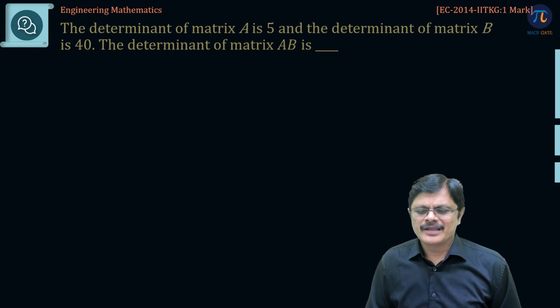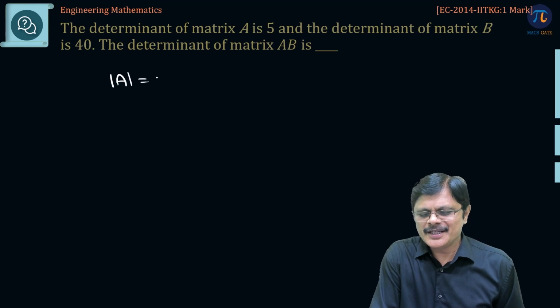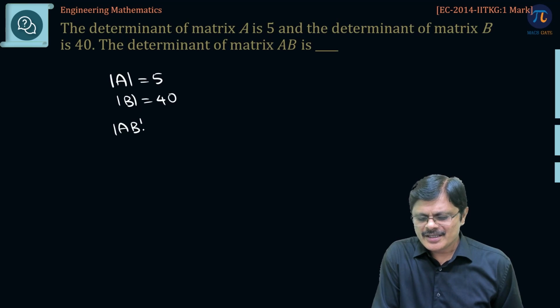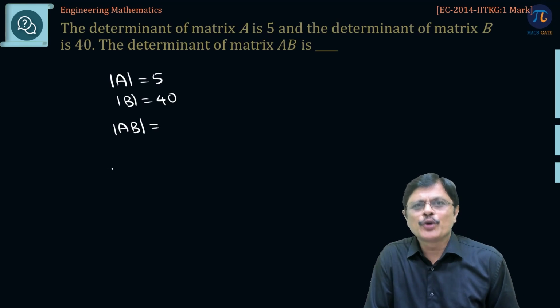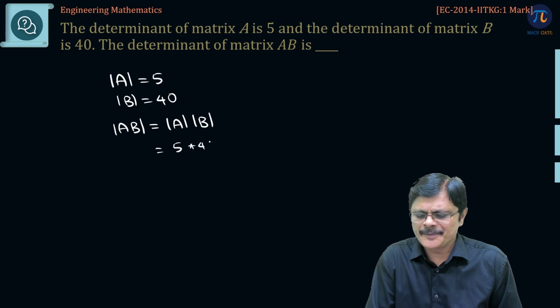Next question. Determinant of A is given. Determinant of B is given. What is determinant of AB? See, it is a Lilliput question, but if you don't know the property, it is a very dangerous question. You know det AB is equal to det A into det B. So that is 5 into 40, which is 200.